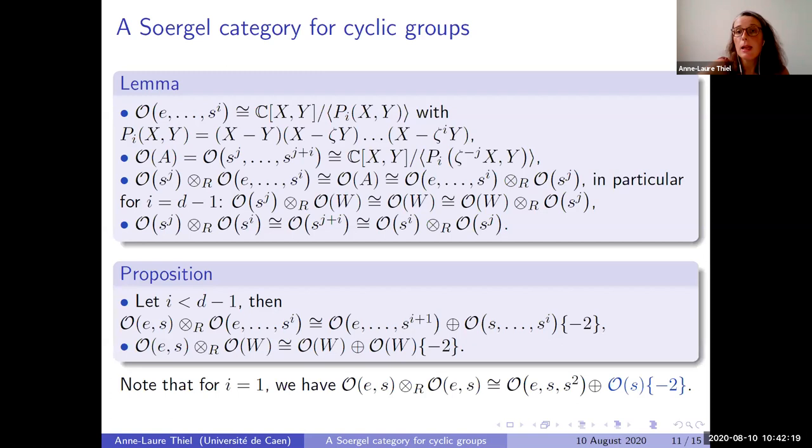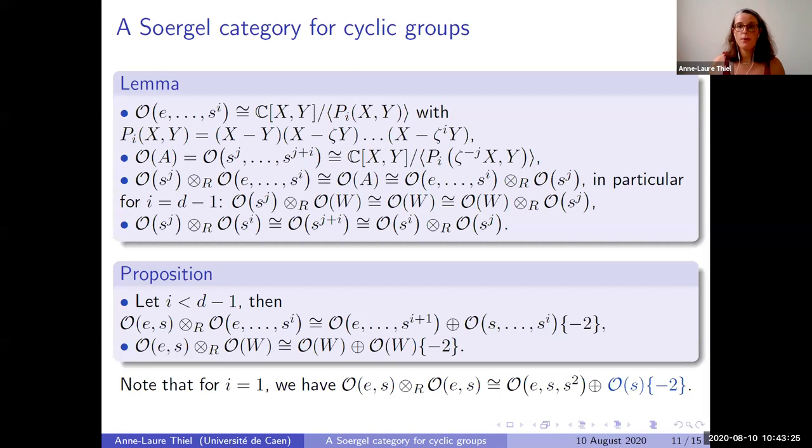But now eventually we want to see what's happening when I tensor two rings of regular functions associated with cyclically connected subsets. For one of them, I will just take a very simple one, not the simplest with only one element, because this I already know how it behaves, but with two elements, E and S. So if I tensor on the left O of E, S, and so on, S to the I, with O of E, S, I can prove that this tensor product splits. The two summands that come out are, first, one with one more element in the support: now we have S to the I plus one in the support. And another one with one less element in the support, meaning we remove E from the support, and we have a shift of minus two.